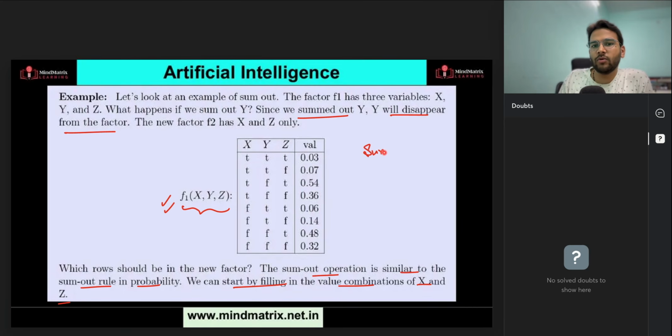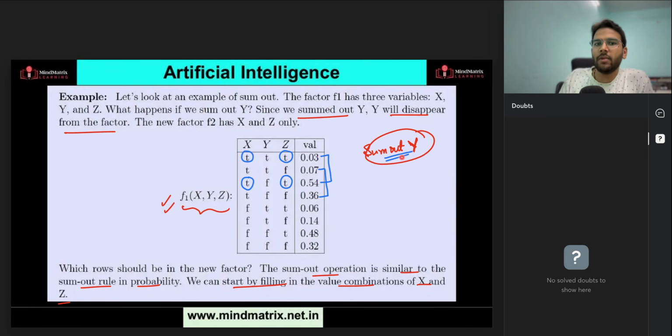When I say sum out y, carefully see what is actually happening. Take x is equal to true, z is equal to true. As you are summing out y, for this same combination, do you have it anywhere else? Yes, x is equal to true, z is equal to true. You are going to add these two values. Similarly, true and false. Where do we have true and false? You are going to add these two values, right?